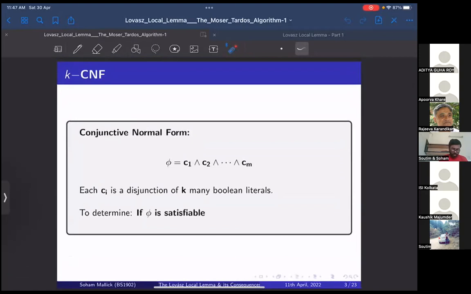Okay, so what is the k-CNF? CNF essentially stands for conjunctive normal form. And what is the k-CNF? Suppose we have Boolean variables x1, x2, ..., xn, taking values in 0 and 1.